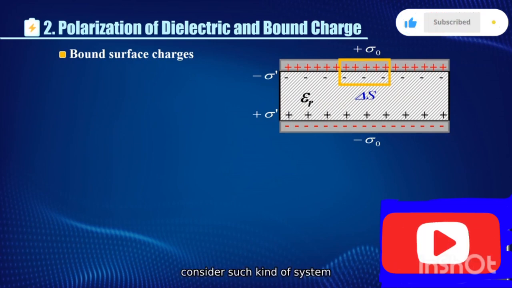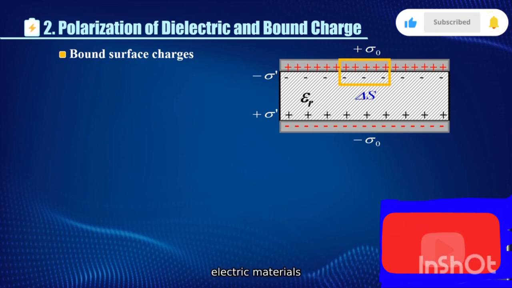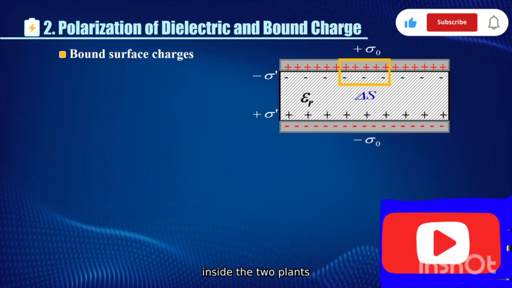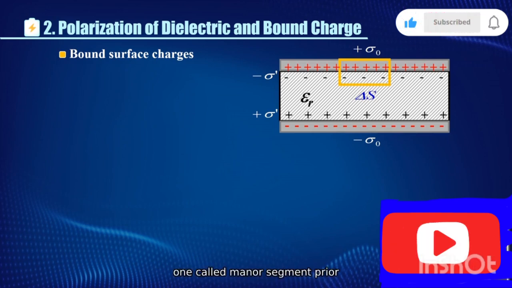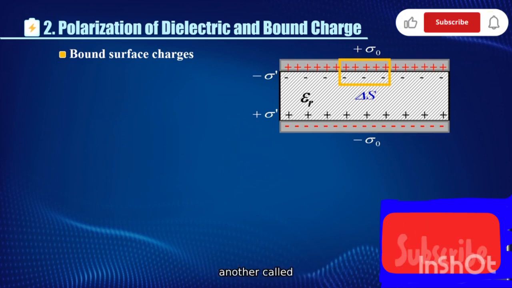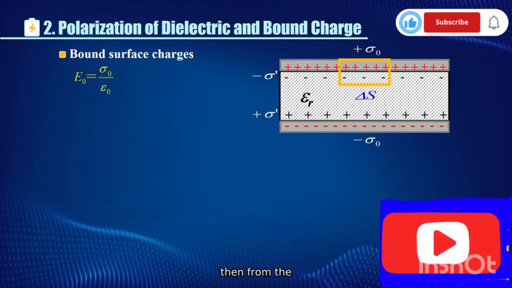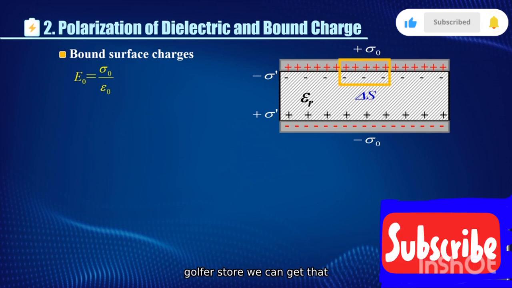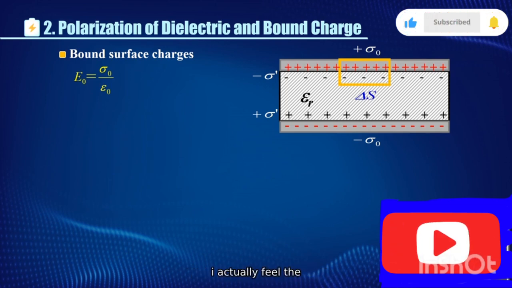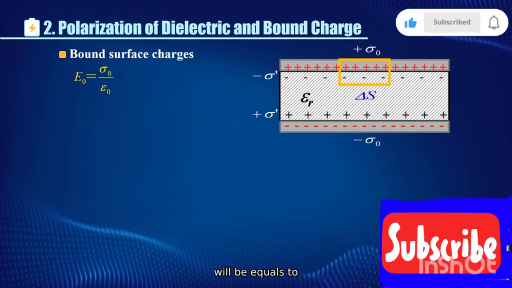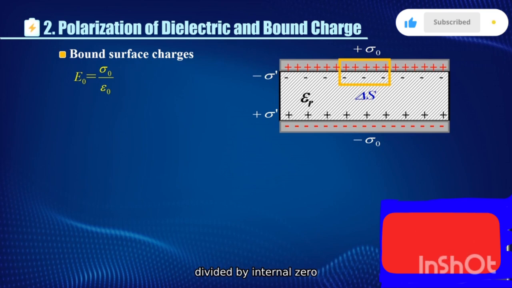Consider such a system with two charged planes. If we insert the dielectric material between the two planes, we can calculate the bound charges, one called minus sigma prime, another called positive sigma prime. Then from Gauss's law, we can get that the original electric field intensity E0 equals sigma 0 divided by epsilon 0.